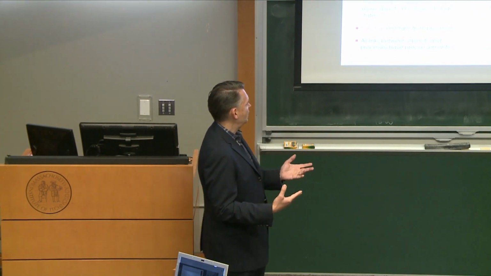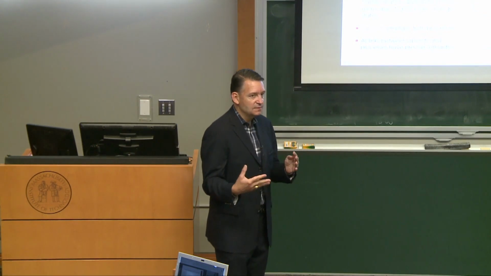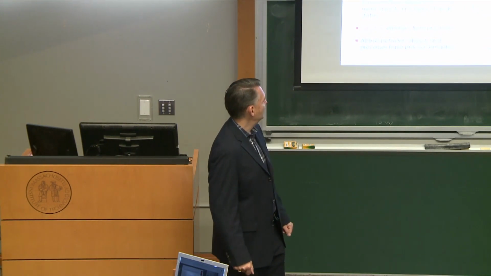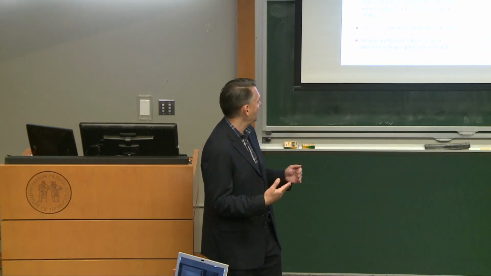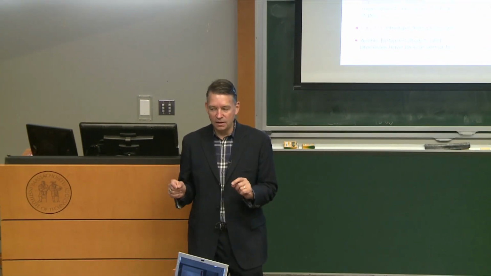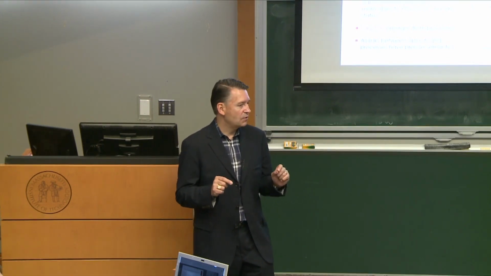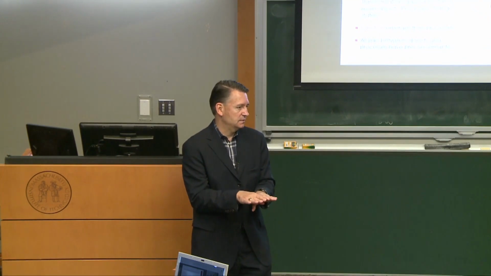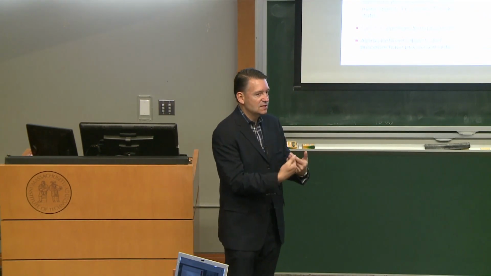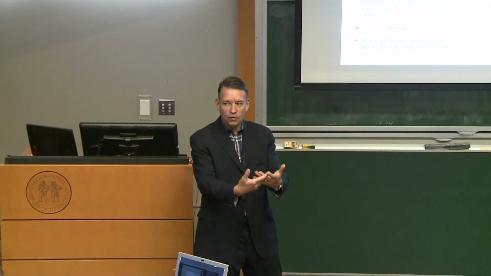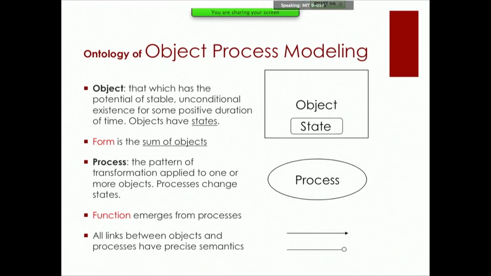Okay, so processes are, what are processes? Processes are really fundamentally different from objects. Processes are shown as these ellipses, and they're the patterns of transformation applied to one or more objects, and processes change states. So processes, unlike objects, cannot exist on their own. Processes only make sense if they're associated with at least one object. Okay? So processes are essentially the functions that we develop in systems that transform or create, destroy, or transform objects. So function emerges from one or more processes.